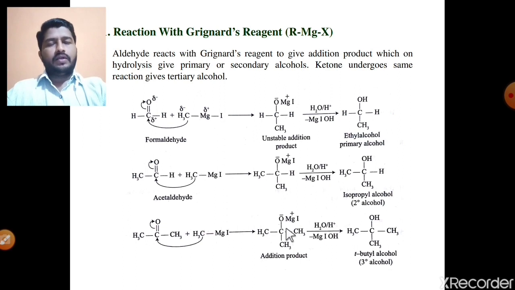Hydrolysis of this salt gives a tertiary alcohol. So in the reaction of Grignard's reagent with carbonyl compounds, meaning aldehyde and ketone, the reaction with aldehyde gives a primary or secondary alcohol, and the reaction with ketone gives a tertiary alcohol. And these are the best examples. Formaldehyde gives a primary alcohol, ethyl alcohol. Acetaldehyde gives a secondary alcohol, isopropyl alcohol. And the last, the ketone acetone, gives tertiary butyl alcohol, a tertiary alcohol.